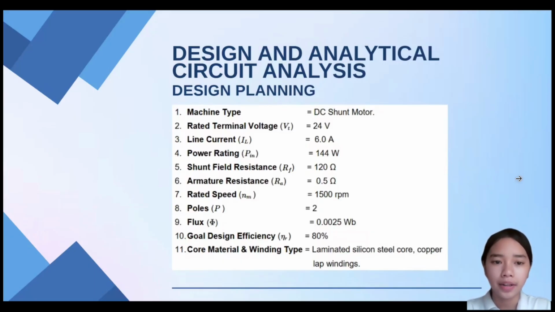So for the design planning, the machine type is DC shunt motor. The rated terminal voltage is 24 volts, line current 6 amperes, power rating 144 watts. The shunt field resistance as well as the armature resistance is 120 ohms and 0.5 ohms respectively. Rated speed 1500 rpm. They have 2 poles. The flux is 0.002 webers, and the goal design efficiency is 80%. The core material is laminated silicon steel core, and the winding type is copper lap windings.